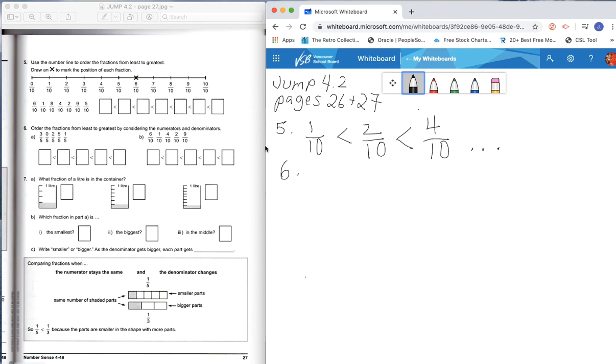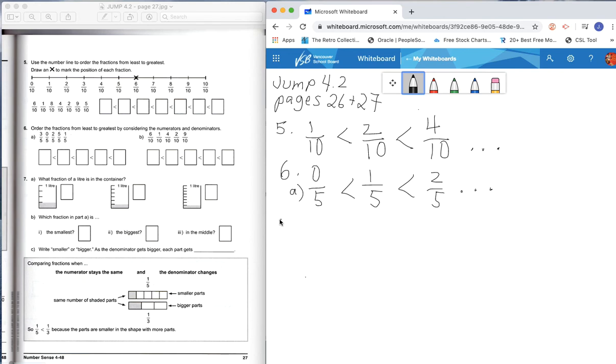Right, number 6. Order the fractions from least to greatest by considering the numerators and denominators. So all the denominators are the same for both questions, so all you have to do is look at the top numbers. And it's going from least to greatest. So what's the lowest number we have at the top here? 0/5. So you're going to write 0/5 in the first box. Second box, what's after 0? 1, 1/5. It's after 1, 2, 2/5. Okay, and it keeps going. You do the rest yourself. Do B yourself too.